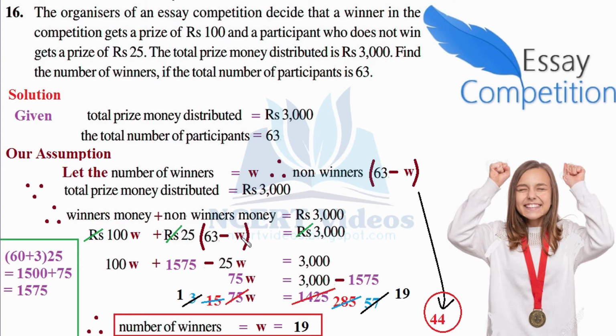Minus as it is, 25 into w is 25w, equals 3000 as it is. Here we have the same variable; here it is positive, here it is negative. We are going to cancel it. 100 minus 25 is 75, and the sign comes of the greater number. Positive was greater, therefore plus 75w. In the same step, we are transposing positive 1575 towards the right-hand side. It becomes negative, so equals 3000 minus 1575, because we transposed it. Now we have 75w equals, we solve it.